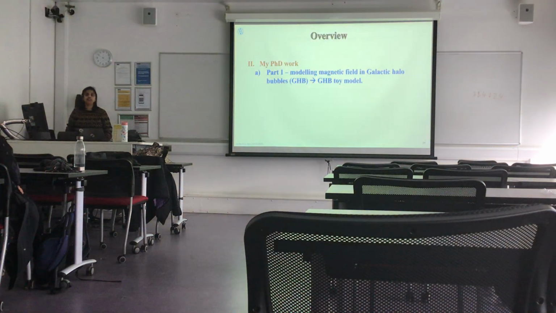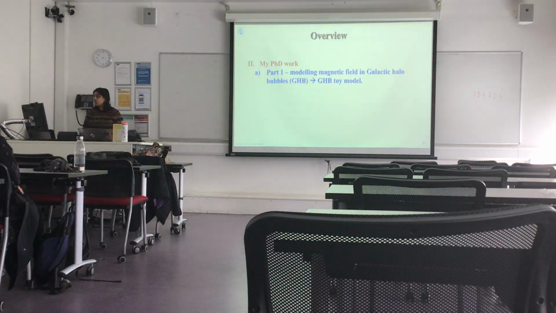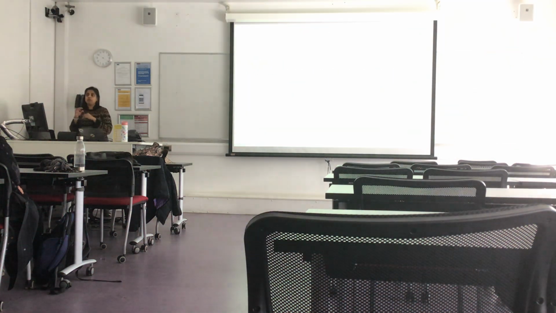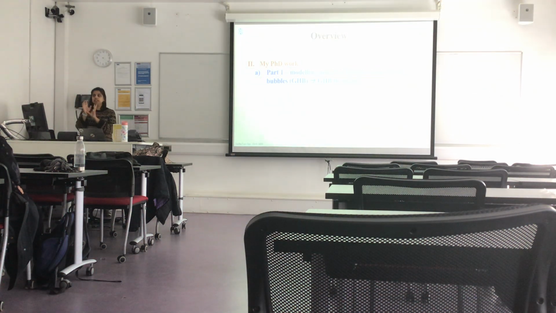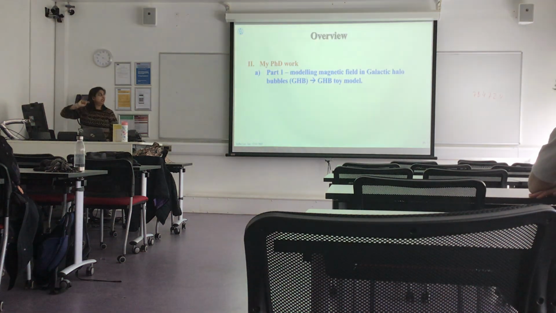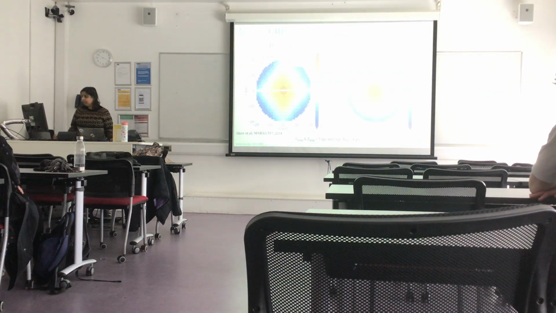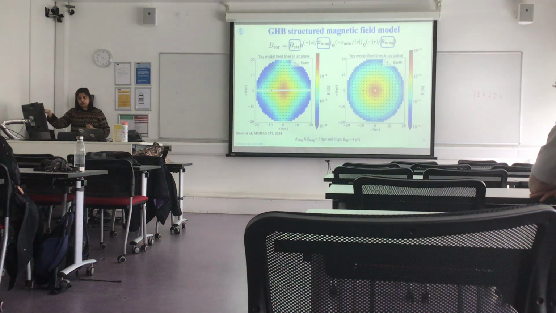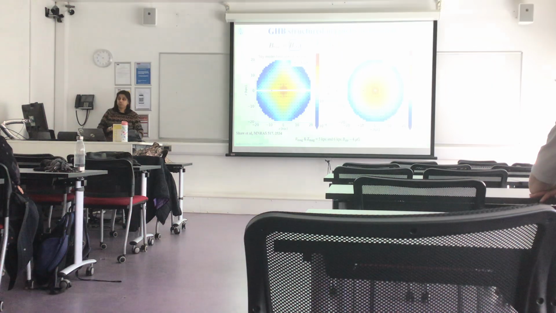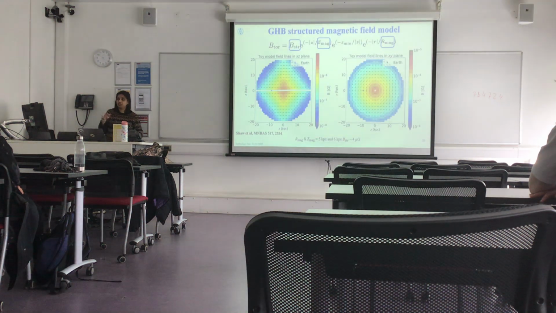So this brings me to the first part of my PhD, which was to model magnetic fields in this halo region of the galaxy. And to do that, I had a very simple model, which looks complicated, but basically it's an exponential profile. It's just an exponential cutoff. So the field cuts off over a certain distance exponentially, that's all.